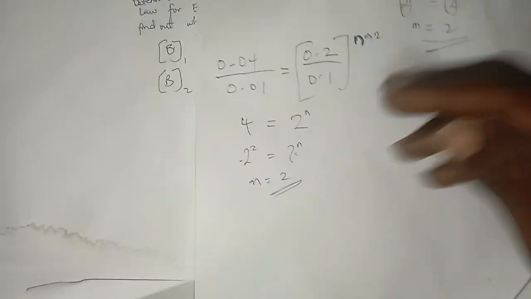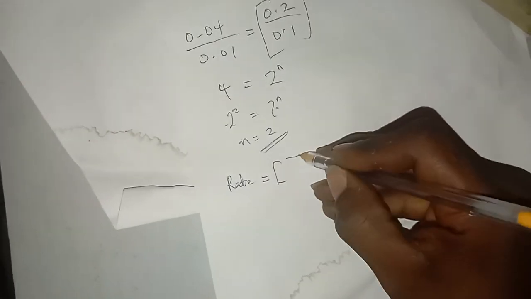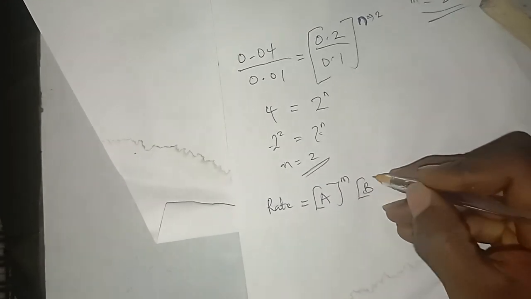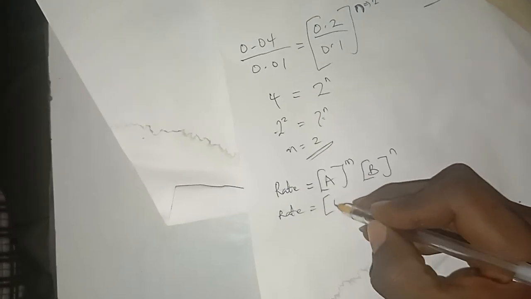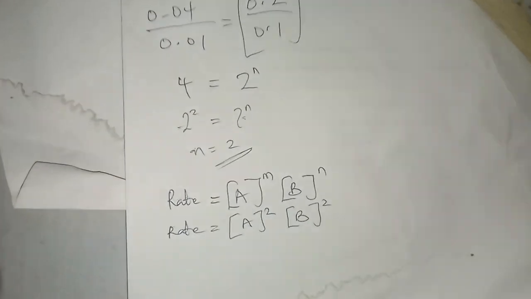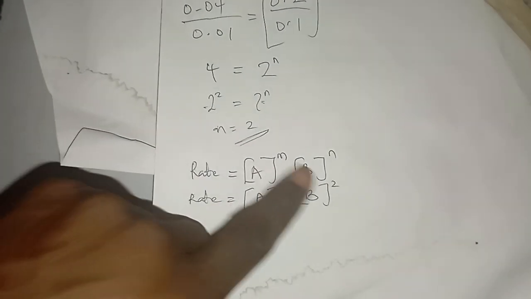So if I now want to write the rate law, the rate law is given by concentration of A raised to power m, concentration of B raised to power n. So the rate law will now be equal to concentration of A raised to power 2, concentration of B raised to power 2. Remember that that's what rate is. Since there are two, assuming it was one, it would be just this or just this. But since there are two, this is what you have.